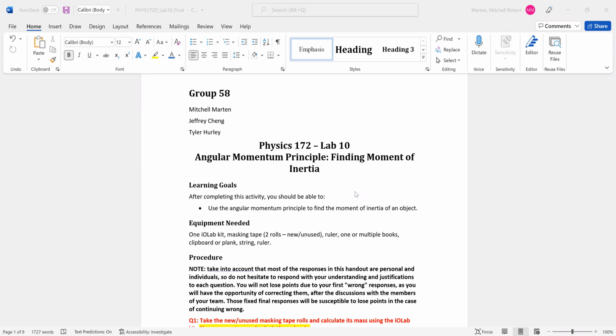Yeah. This is Lab 10, Group 58 discussion. All right, so this is Lab 10 about the angular momentum principle. In this lab, we had to construct a device with our IO lab kit, roll it down a ramp, and then estimate its moment of inertia based on various values that we obtained.